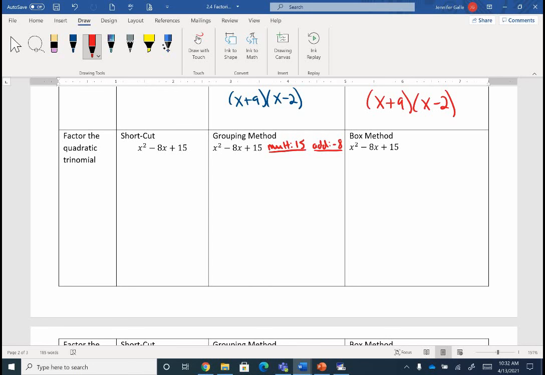Now remember, we have to make sure our signs work out. So if I multiply to get 15, what's the first thing you think of to multiply to get 15? 3 and 5, right? Okay. So 3 times 5, I'm set there. That'll give me positive 15, 3 times 5.